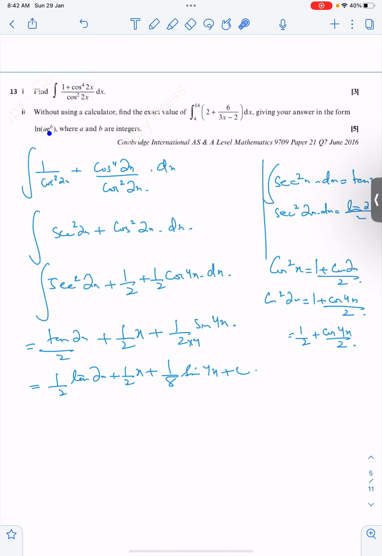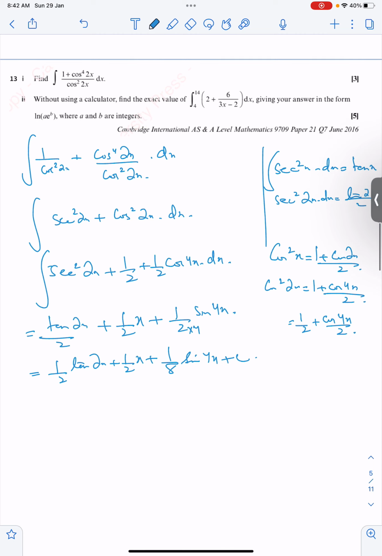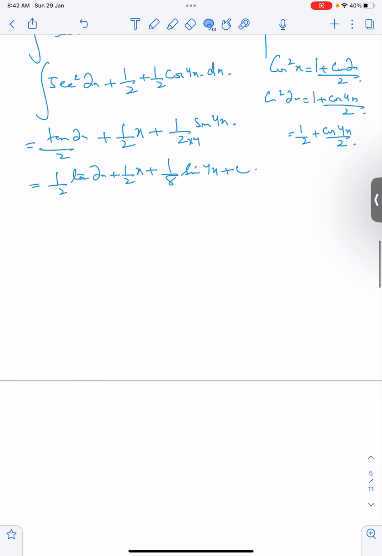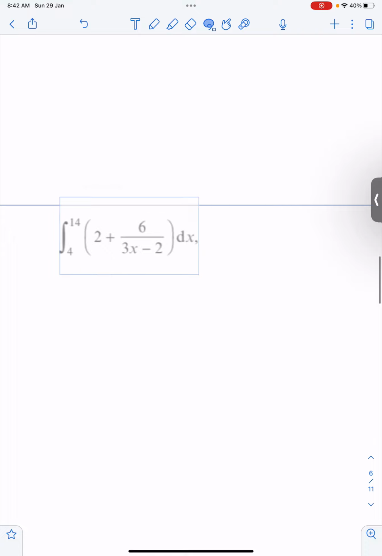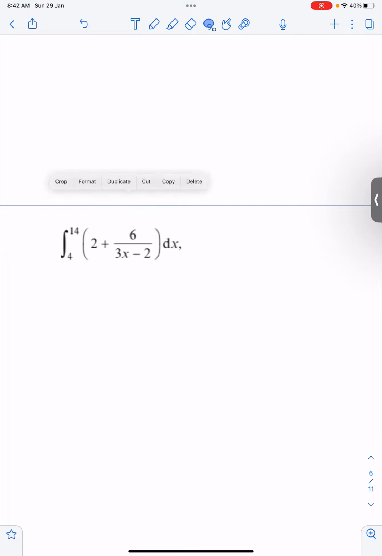Without using a calculator, find the exact value of the integral of this, giving your answer in the form ln a e to the power b, where a and b are integers. You have to integrate this in the second part of the question. This is the second part. Integration of 2 is going to be 2x. This will be done with ln. The differentiation of this is 3. Instead of a 3, I have a 6 here.